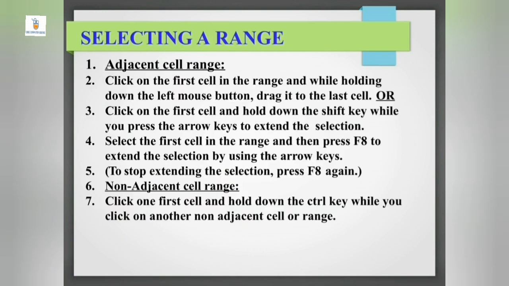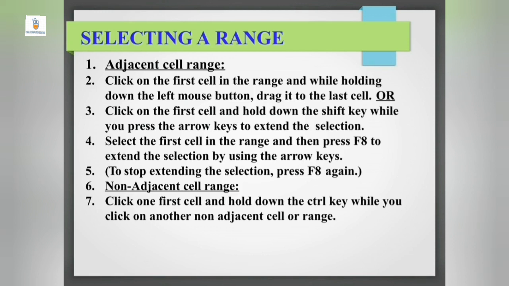So adjacent cell ranges can be selected by clicking on the first cell in the range and, while holding down the left mouse button, dragging it to the last cell. This process is called the drag and drop method. Another way to select a cell range is we click on the first cell of the range and then we hold the shift key from the keyboard and extend our selection using the arrow keys, or we click on the last cell of the range and the cells get selected.